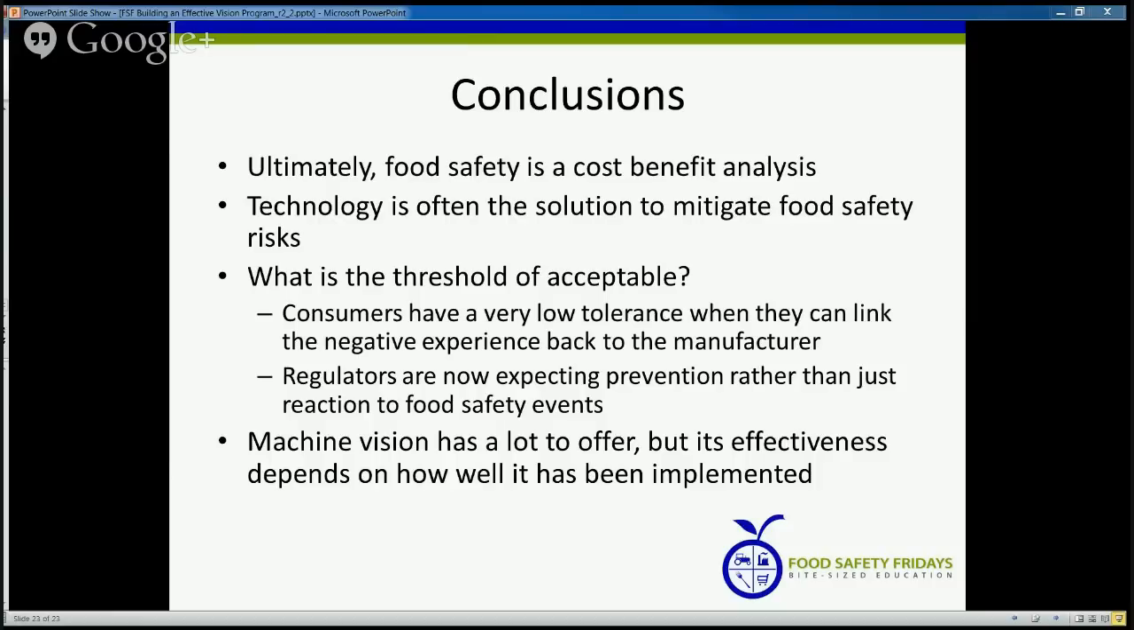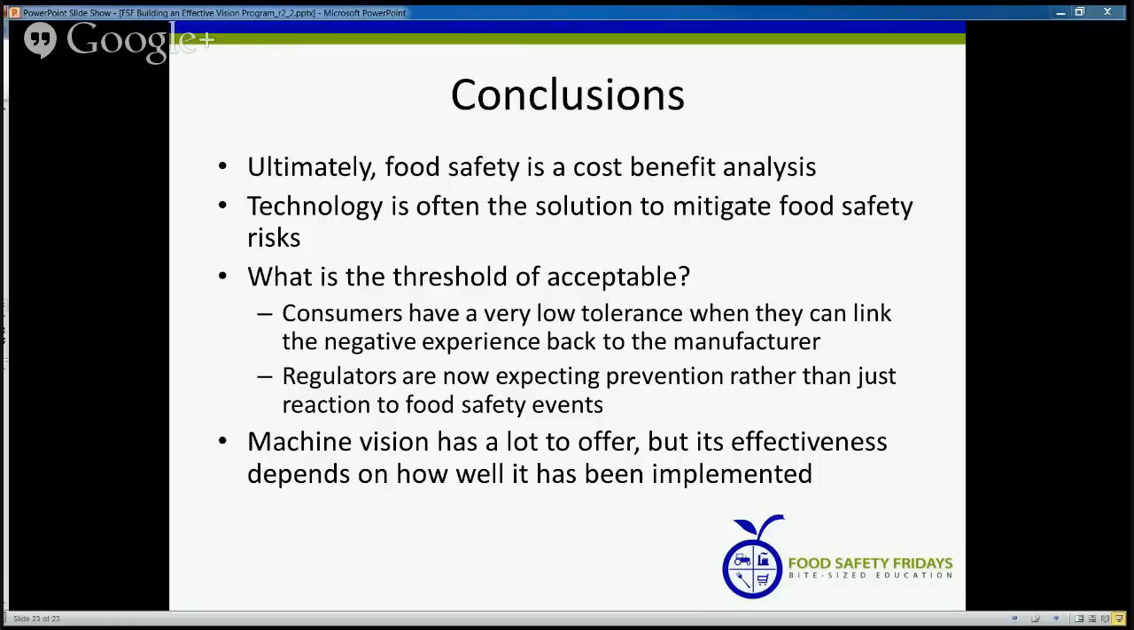Consumers have a very low tolerance for a defect when they can link that negative experience back to the manufacturer. An example I might use here is pathogens. It's very important, obviously, that we reduce pathogens and make sure that food is safe from a pathogen standpoint. But if a consumer eats something and gets a little upset stomach, they're not necessarily going to know who to point the problem back to. If they have a food allergy, though, immediately after they consume that product there's going to be a reaction, and they'll know directly who was responsible for it.